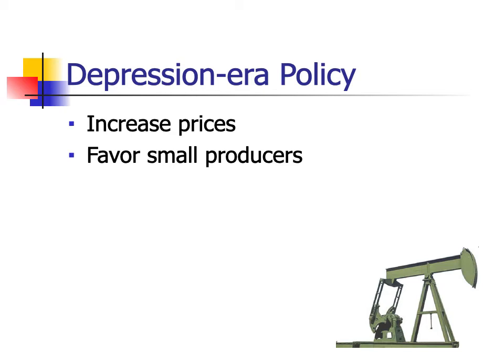Another policy that continued even after the Depression was a depletion allowance, which was a special tax break for oil producers that encouraged new development.